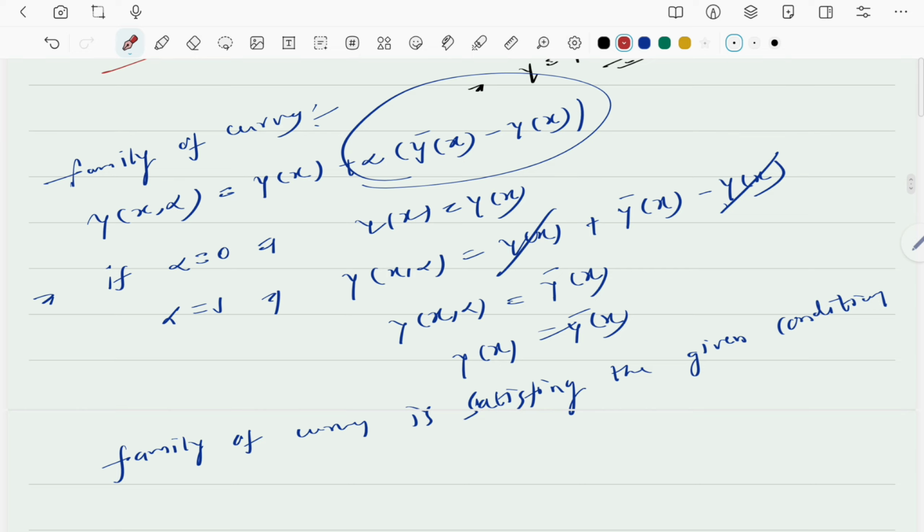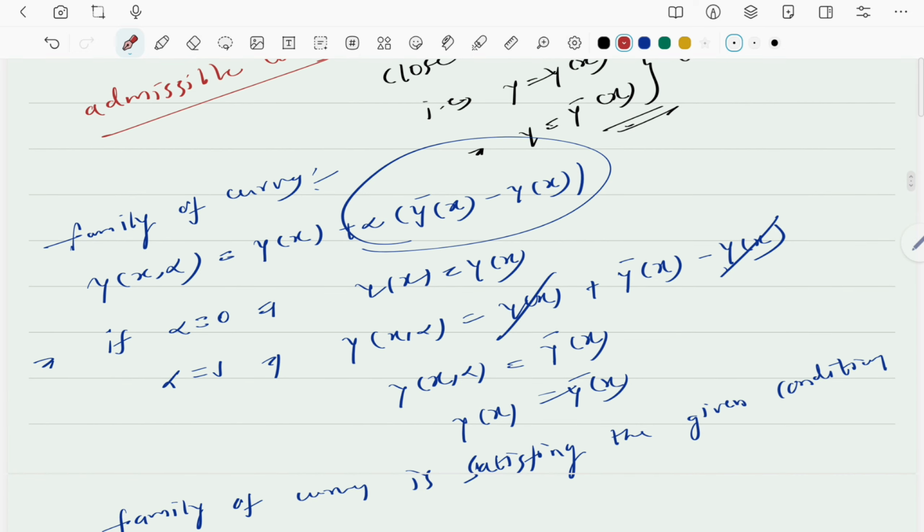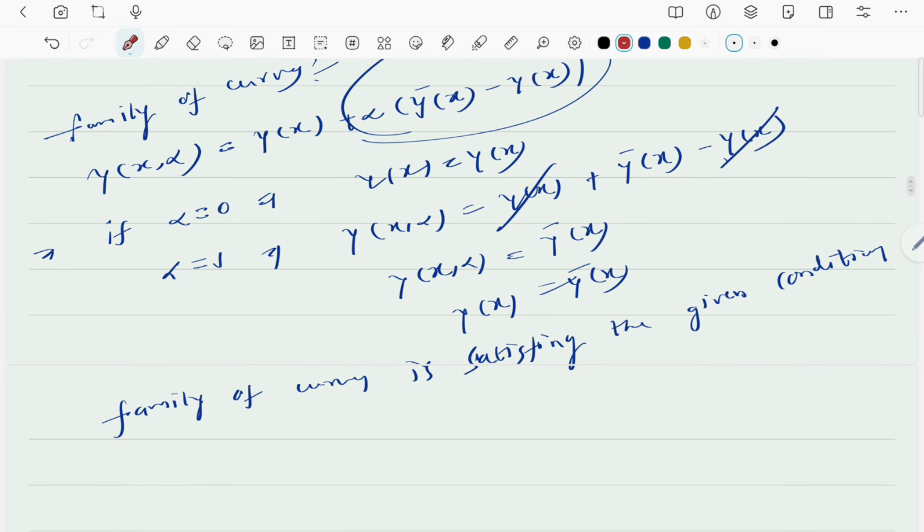Now in the family of curves, y of x comma alpha is equal to y of x plus alpha into y bar of x minus y of x. Therefore here we take the variation. We already discussed the variation in the previous lecture. Therefore the variation here, delta y is equal to y bar of x minus y of x.